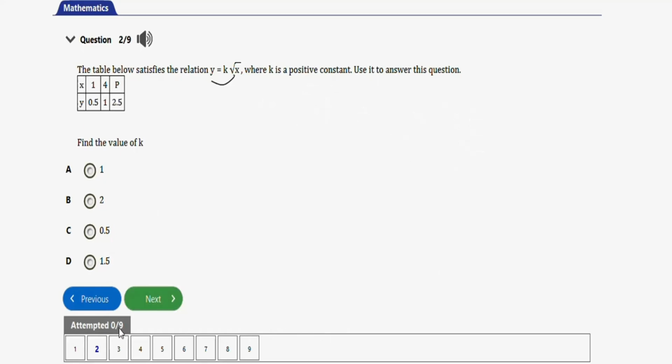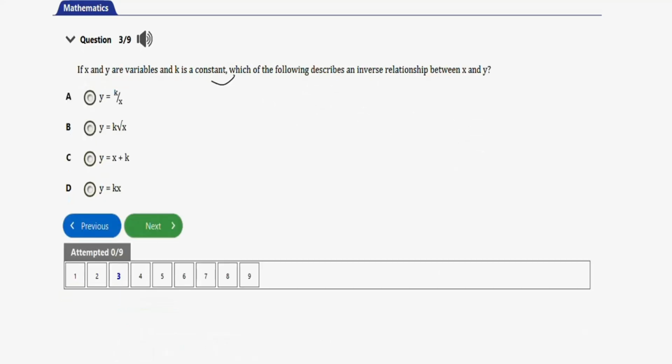So the next repeated question will be this one. It says if x and y are variables and k is a constant, which of the following describes an inverse relationship between x and y? So this question is just basic mathematics understanding to solve it. From looking at the options we have, the right option will be option A, y equals k over x. So this is basically an inverse relationship between x and y. Just take note of it in case it comes out again. Right option is option A.